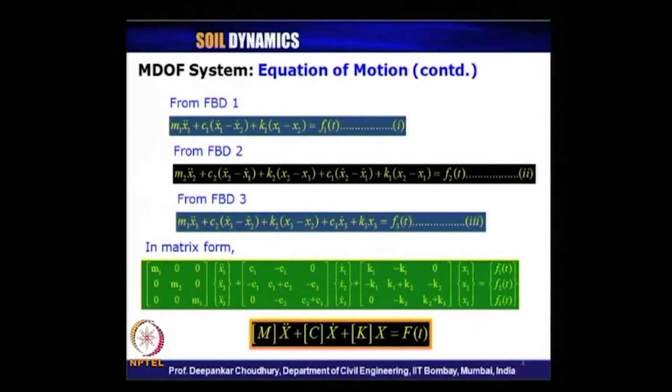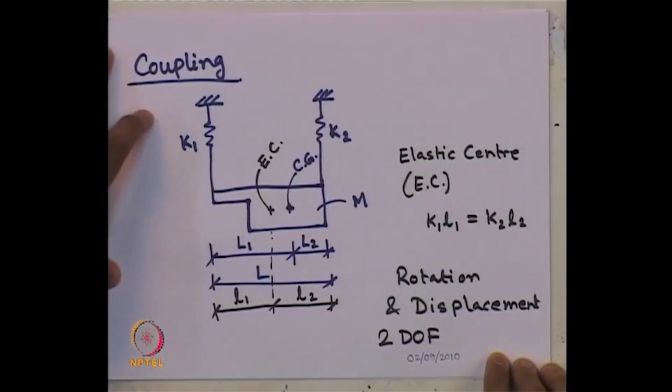What does it mean? The m1 is non-zero when we are considering the first degree of freedom, that is x1 t. Similarly, m2 is non-zero when we are considering x2 t, m3 is non-zero when we are considering x3 t. Otherwise, all other entries are 0. This is called an uncoupled matrix. We are using the terminology uncoupled matrix. Now, we talked about this coupling in the previous lecture.